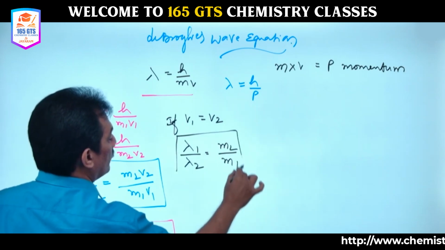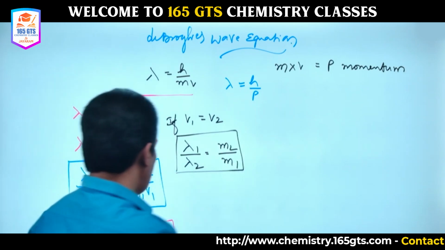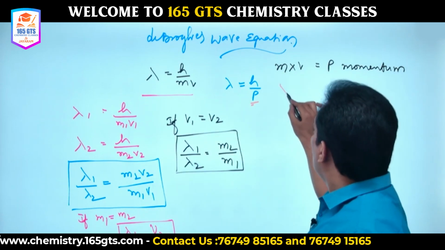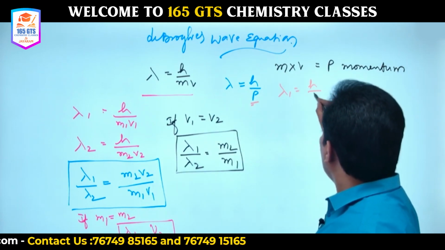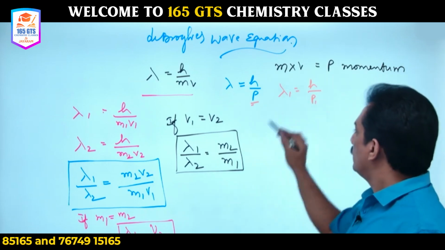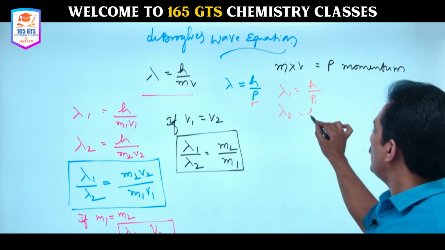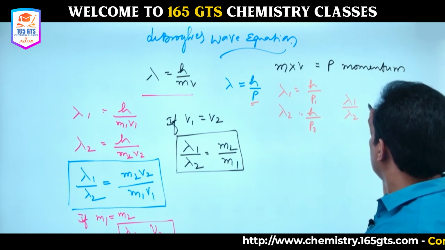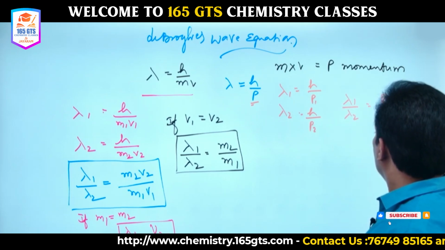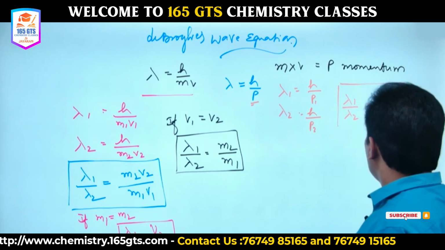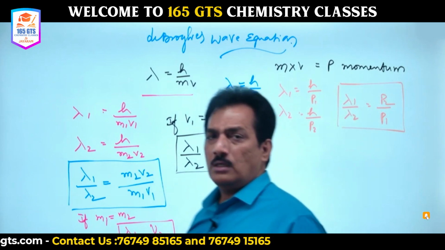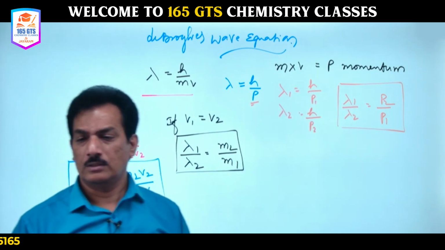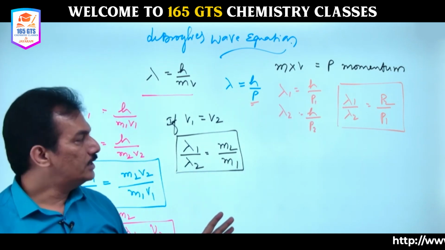This is another form. And now from this equation also, if they directly provide this, lambda 1 is equal to h by momentum of particle 1, and lambda 2 is equal to h by momentum of particle 2. Now lambda 1 by lambda 2 is p2 by p1. Sometimes they give numericals, and in other cases they provide just the relations. Are you clear with this one?